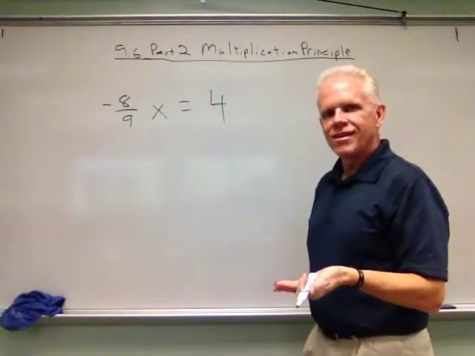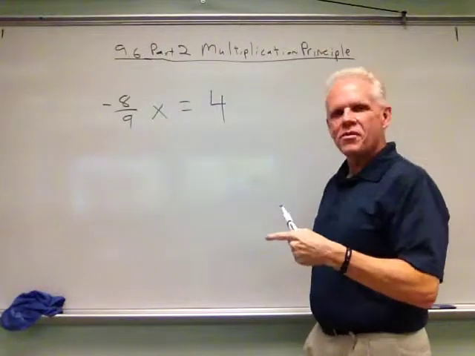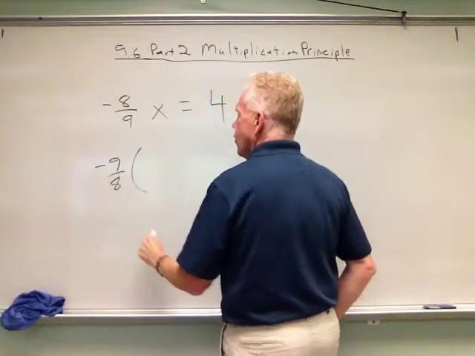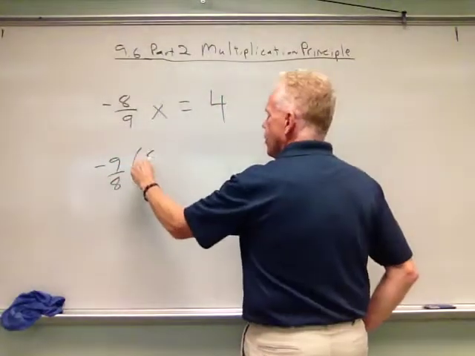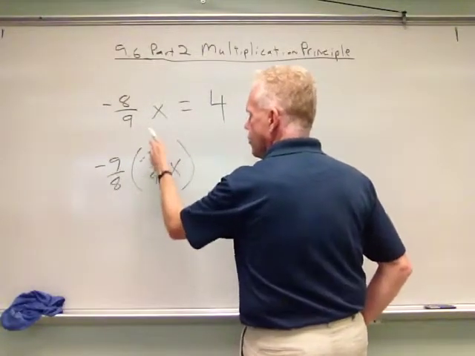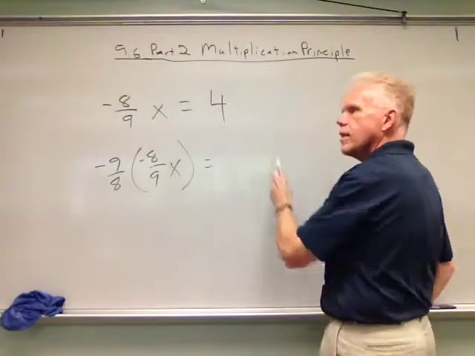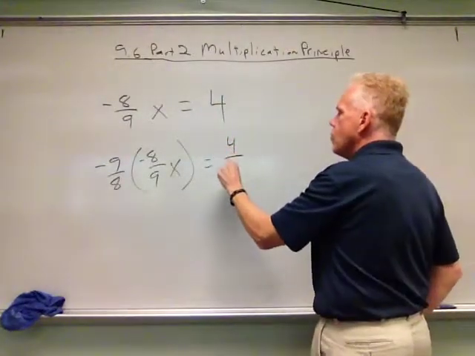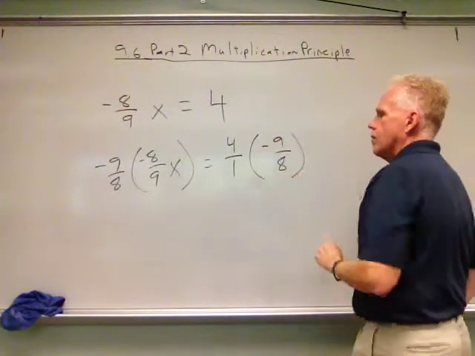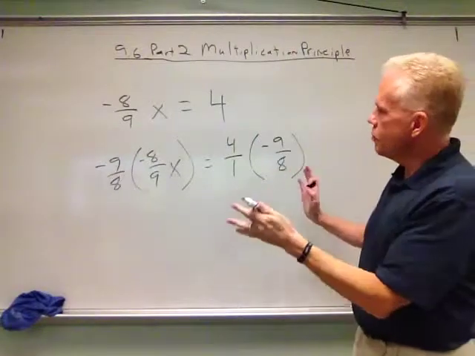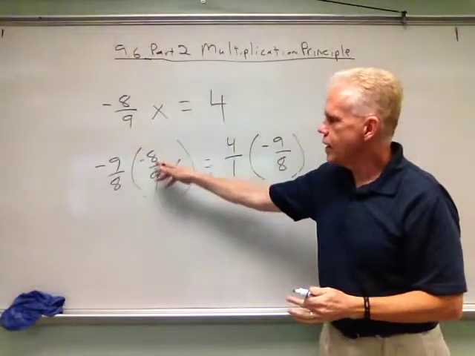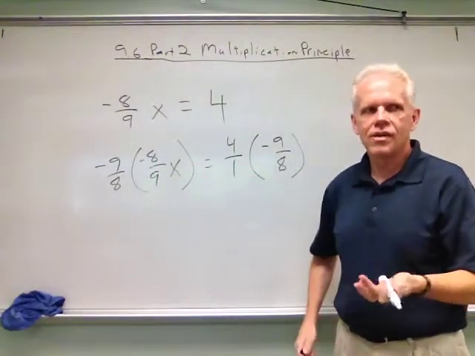Now, I want to get the negative 8/9 off the x. What do we do? You got it. Multiply it by the reciprocal of negative 8/9. The reciprocal is going to be negative 9/8. So over here, times negative 9/8. Over here, let's take that 4 and give it a fraction look. Let's put it over 1 and multiply this side by negative 9/8 also. So we simply multiplied both sides by negative 9/8 because we were trying to get rid of the negative 8/9. That was our reasoning.